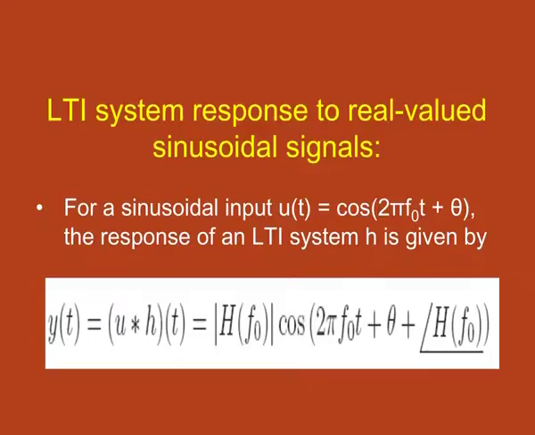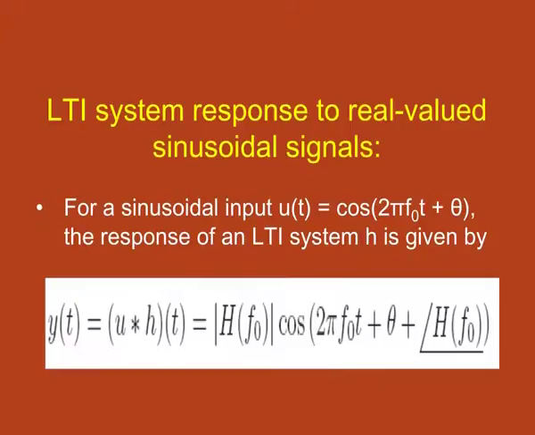Now the output signal y(t) is related to the transfer function: it is the magnitude of the transfer function times cos(2 pi f naught t plus theta plus phi), where phi is the angle of the transfer function. What it means is that when a sinusoidal signal passes through an LTI system with transfer function H(f), the output signal is amplitude scaled by the transfer function evaluated at frequency f naught and goes through a phase shift, which is the angle of the transfer function at frequency f naught.